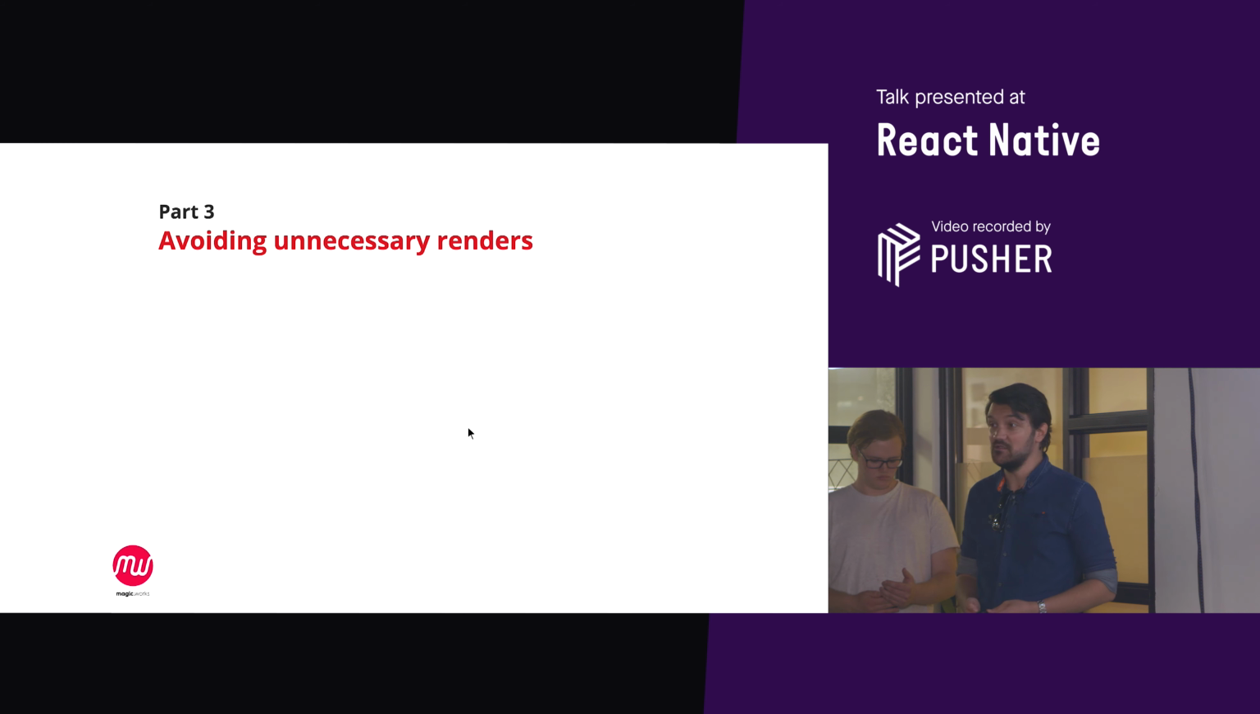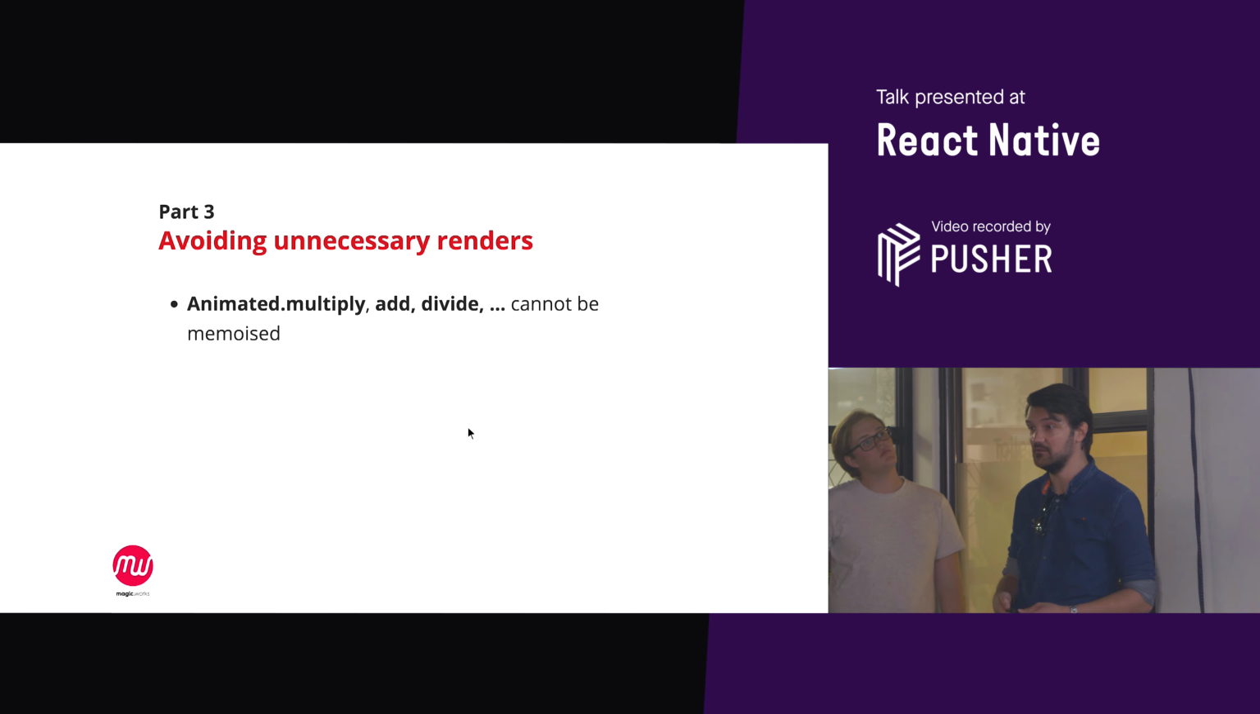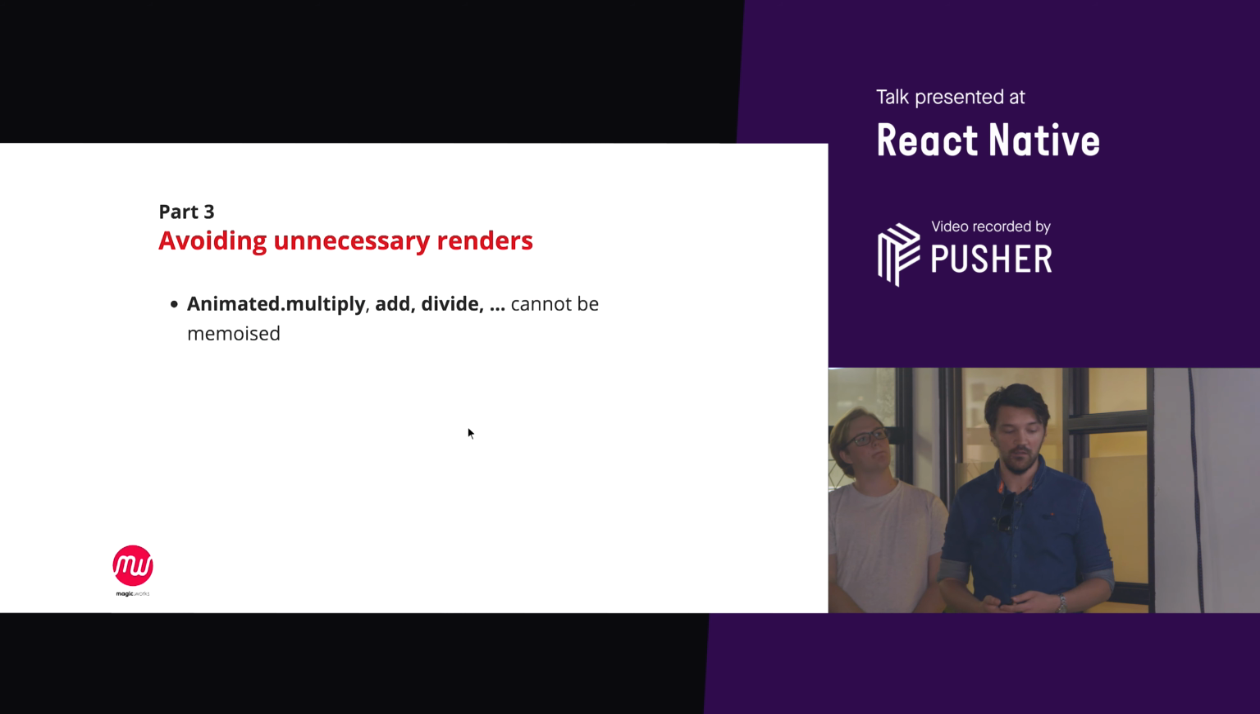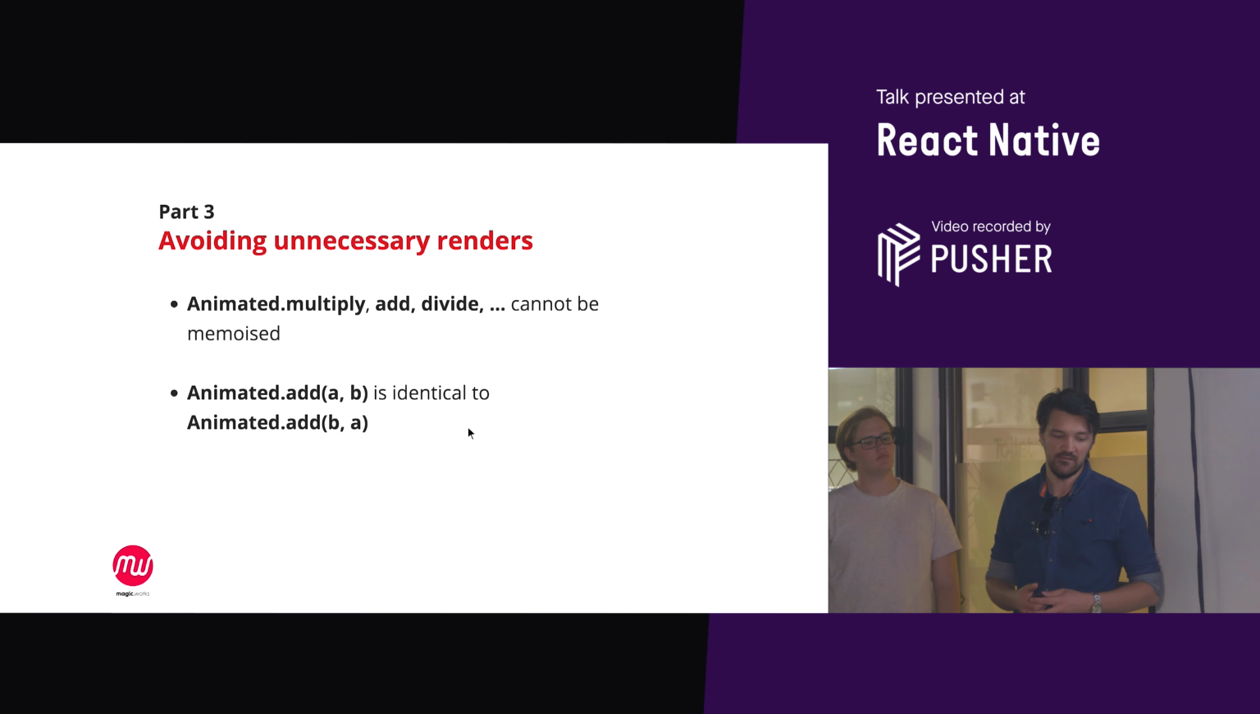Part 3 will be avoiding unnecessary renders. We all have used multiply and add and subtract and divide, which allows you to take two animated values and be able to add them or subtract them. We also knew that animated add of, for instance, A and B is the same as B and A. We didn't want it to be actually different for a component to render again with a new node. And we actually wanted it to realize that this component does not need rendering because the value of it will be the same before it creates any messages over the bridge.